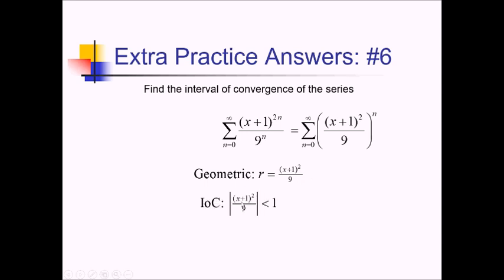So doing that, absolute value of that less than 1, I have to start by multiplying both sides by 9. So I have absolute value x plus 1 squared less than 9, and then square rooting both sides. Now I have absolute value of x plus 1 less than 3. And rewriting this without the absolute value, I can write negative 3 less than x plus 1 less than positive 3. Subtracting 1 everywhere, we've got negative 4 less than x less than 2. And since there's no ambiguity at the endpoints for a geometric series, unlike using the ratio test, that means that this is the final interval of convergence.